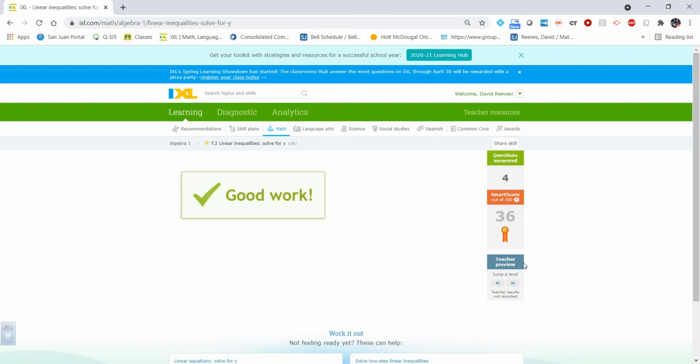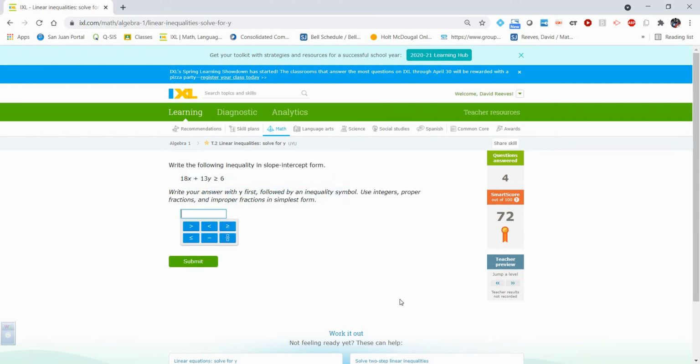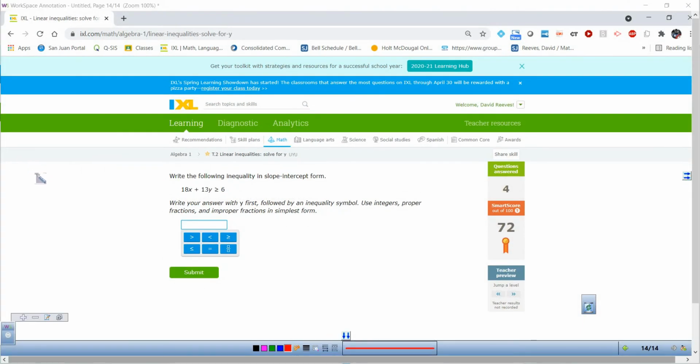Alrighty. Well, let's see if they've got anything more difficult going on here. Okay, now you'll see we have some coefficients. We've got 18x plus 13y is greater than or equal to 6. Let's keep our focus. We're trying to solve for y, not x. So again, I'm not trying to separate those two. I talked about this in the previous video. Since we're solving for y, we're perfectly happy to keep those two together.